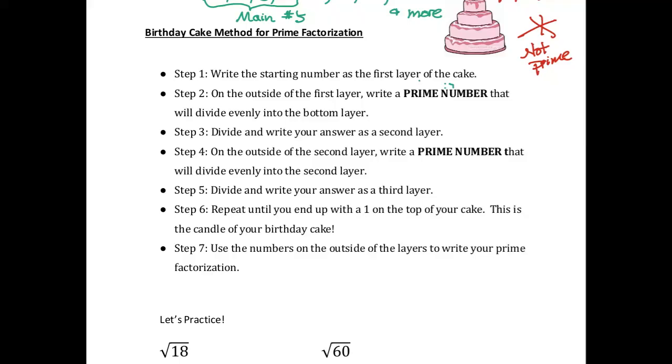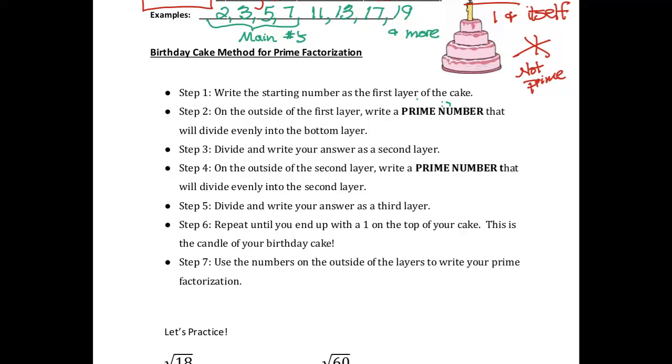So this is quite appropriate that we are going to use the birthday cake method for prime factorization. All right? Now, I'm just going to read these steps. I don't need you to write anything. Step 1, when we are doing factorization, write the starting number on the first layer of the cake. When you're making a cake, where's the first layer going to be? The bottom. Yes. So we're going to start here at the bottom. Maybe you could write bottom if you wanted.